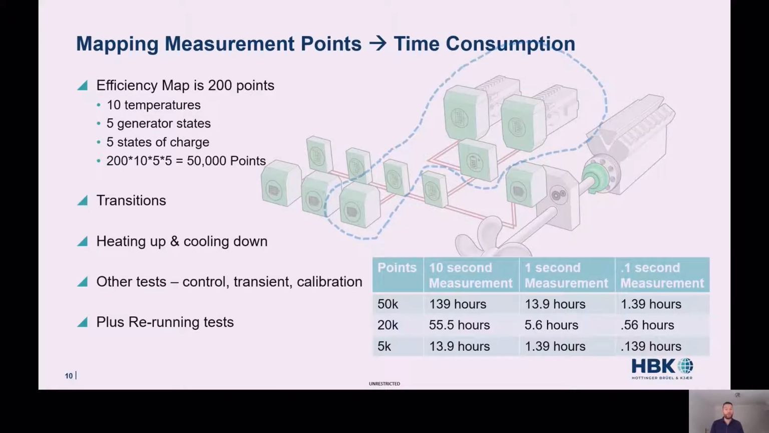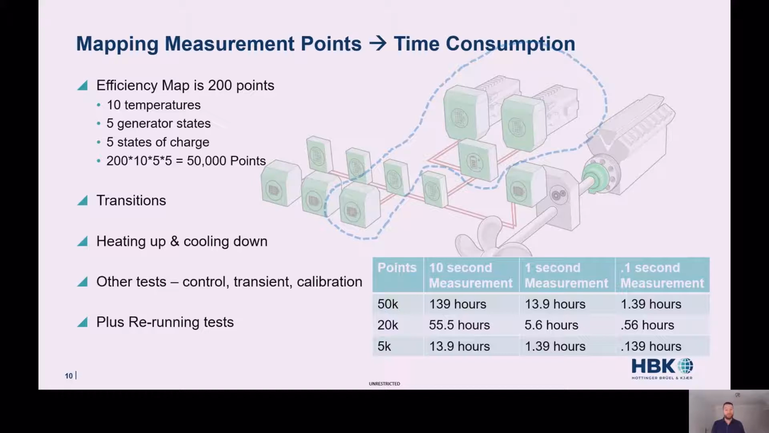So let's say our map contains 200 points in terms of speed and load, and mind, this is not a very big map. We test at 10 different temperatures, as temperature influences performance. 5 different generator stages, as we want to do the full drive line, so we have the different loading conditions of the 2 generators. 5 states of charge of the battery, as this again influences performance, and this totals up in the multiplication of those. So 200 by 10 by 5 by 5 is 50,000 measurement points. Now, if each measurement takes up to 10 seconds, which might be the time we need for our power analyzer reading to stabilize, for example, we end up at 139 hours of testing.